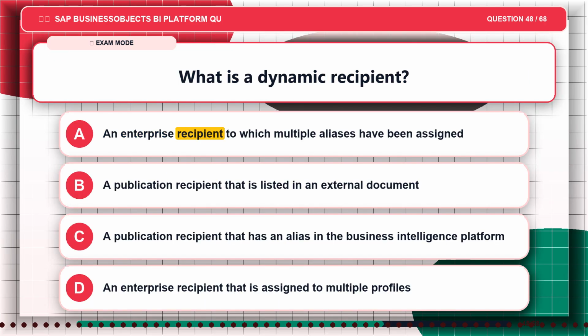Option A, an enterprise recipient to which multiple aliases have been assigned. Option B, a publication recipient that is listed in an external document. Option C, a publication recipient that has an alias in the business intelligence platform. Option D, an enterprise recipient that is assigned to multiple profiles.